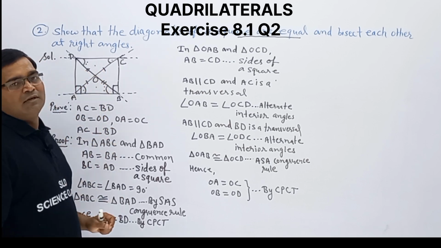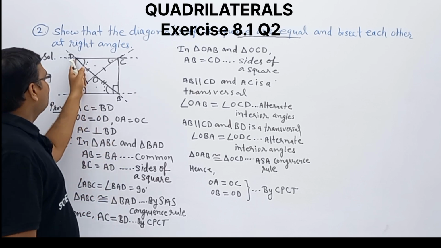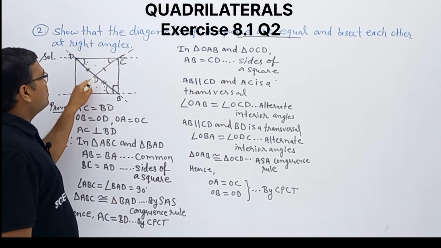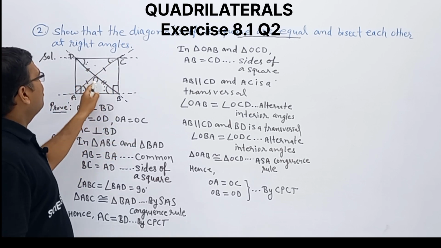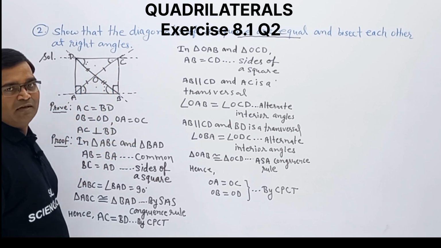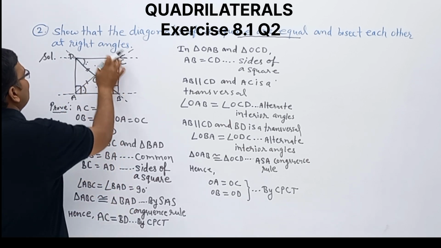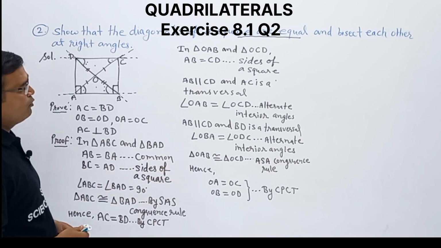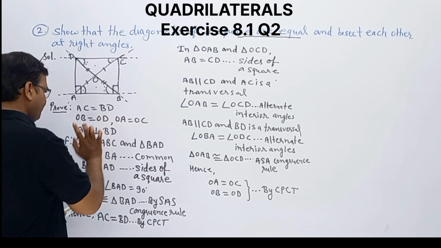We proved triangle OAB is congruent to triangle OCD, so corresponding parts of these triangles will be equal. These two diagonals are bisecting, and from these two triangles we proved that OA equal to OC and OB equal to OD. Why? Because OAB is congruent to OCD. Clear? So corresponding parts of congruent triangles. Another thing also we proved.